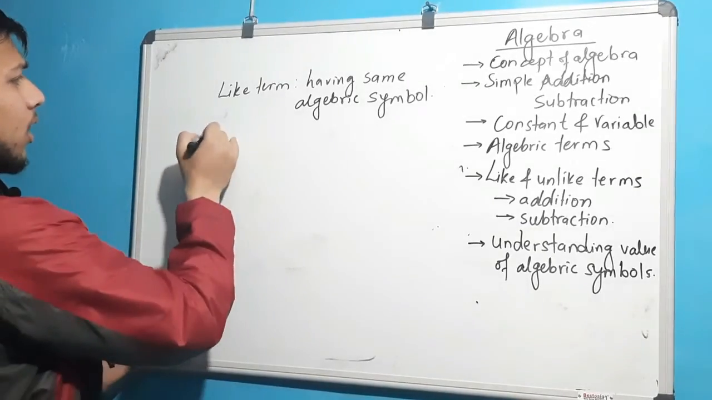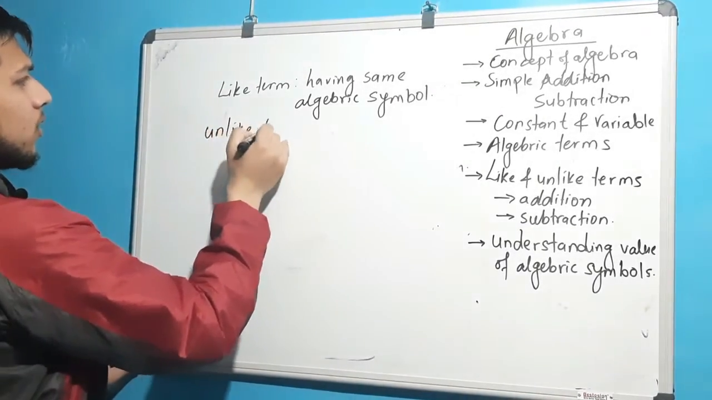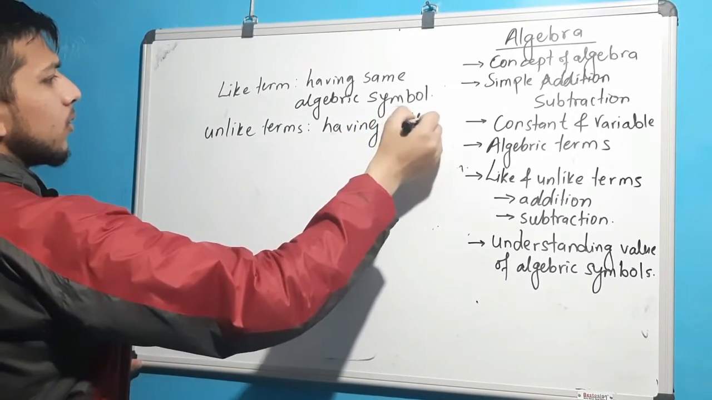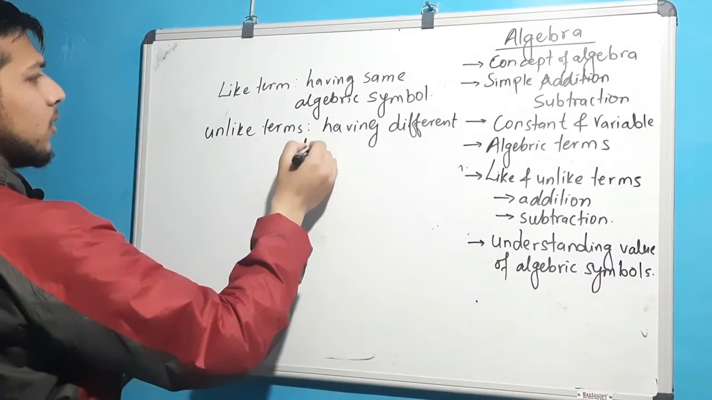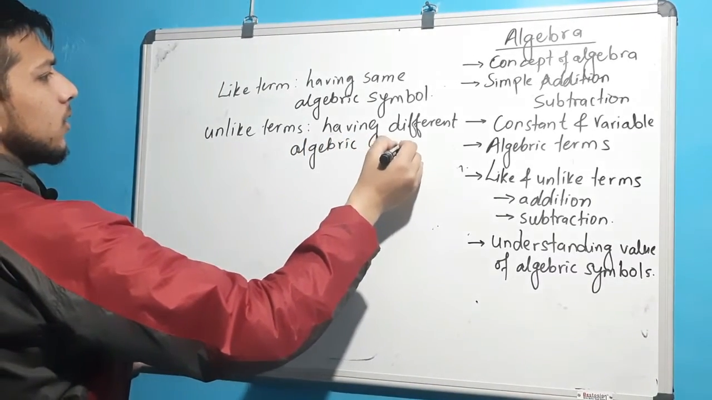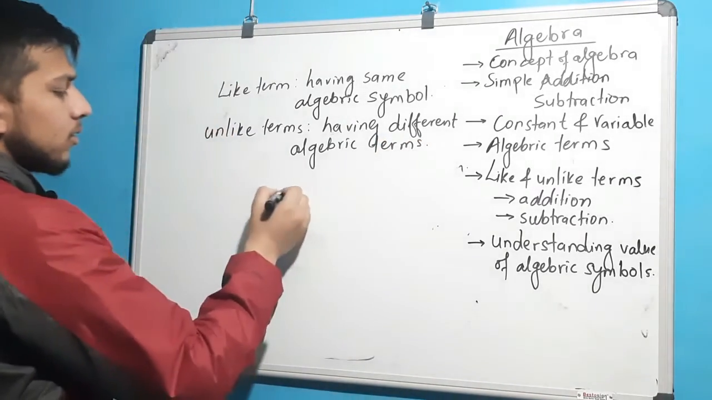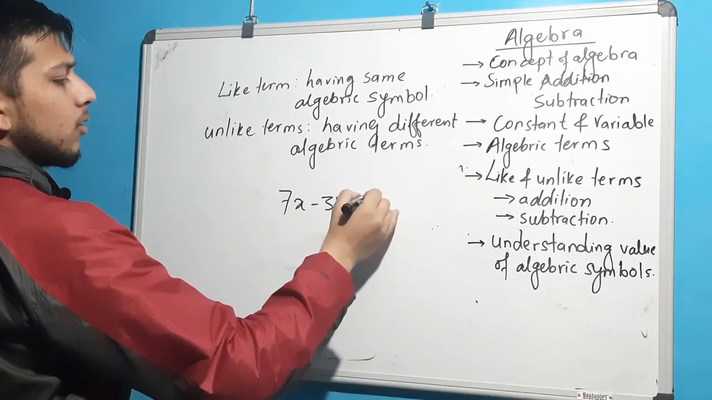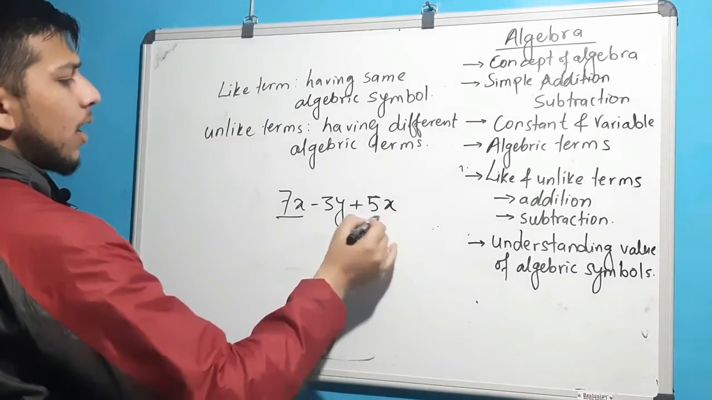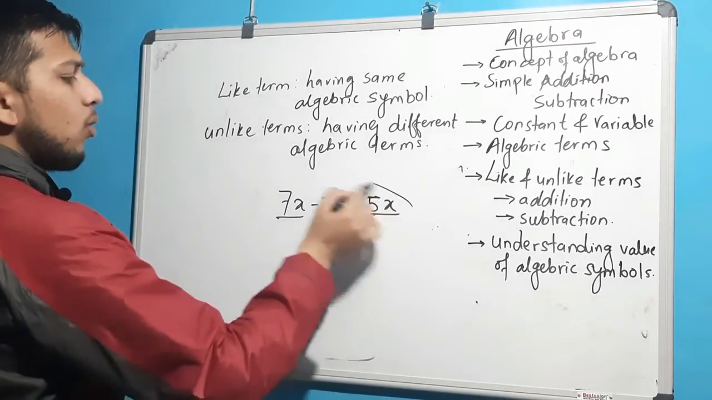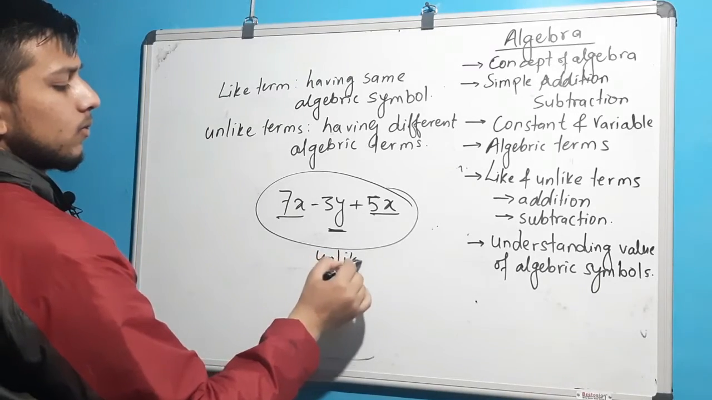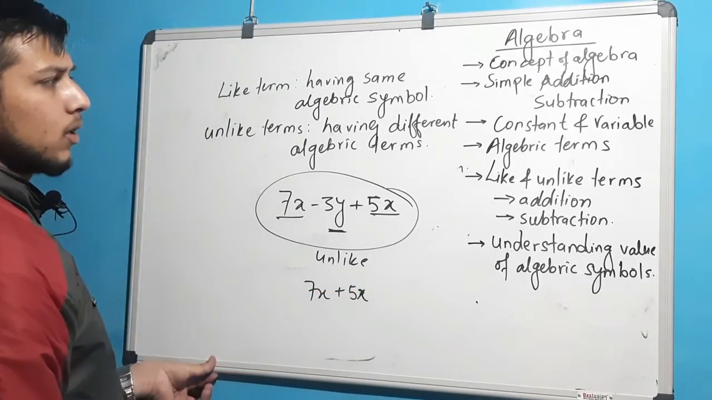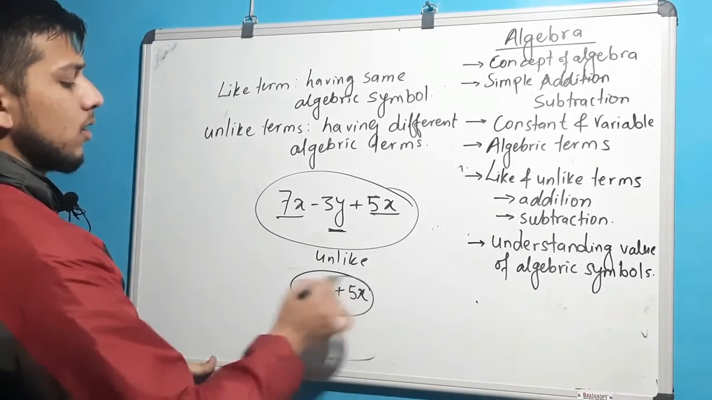Same algebraic symbol. In a similar way, unlike terms are having different algebraic symbols. For example, 7x minus 3y plus 5x. Here two are like terms, but this is unlike. So this whole expression is unlike. If 7x plus 5x, only two terms having the same symbols, then this is like.